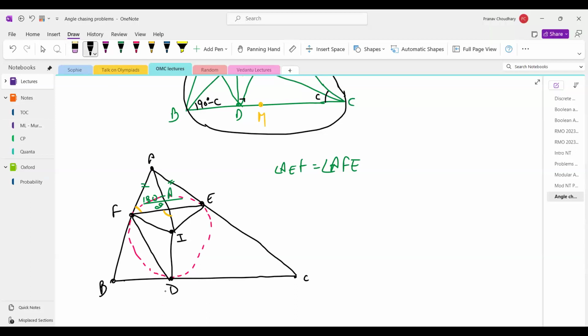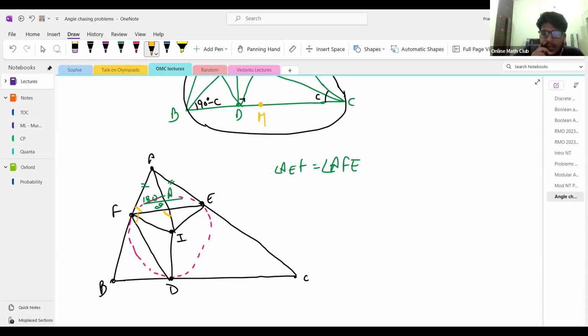That will be... we can apply the X-centered angle theorem. Sorry, can you repeat?